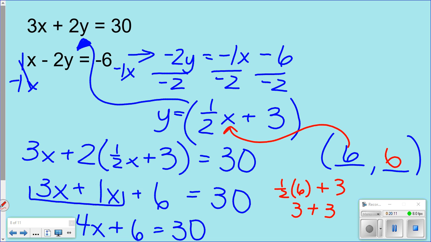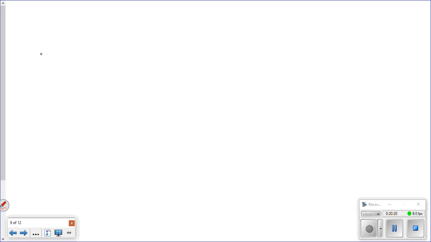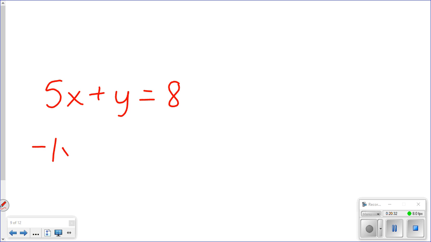Let's do one more that has some numbers to it. You want to try one yourself that has some numbers? Yes? Let's do it. Try this one. 5x plus y equals 8, and negative 1x plus y equals negative 4. Go ahead.